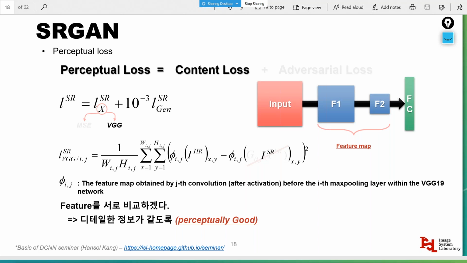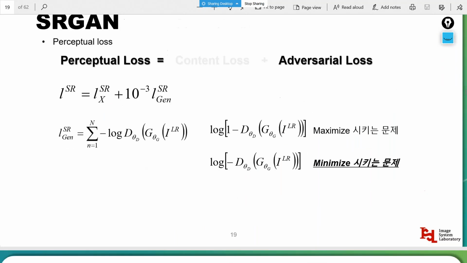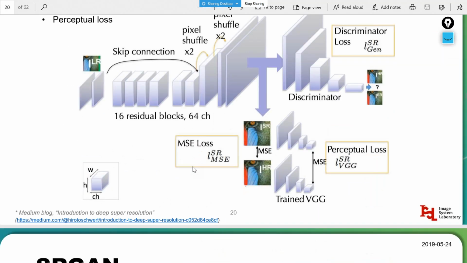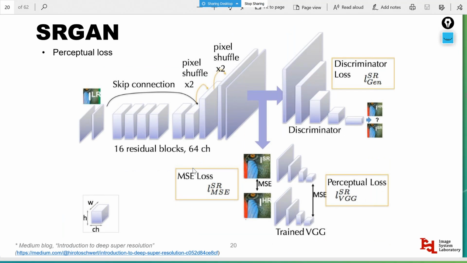Adversarial loss is the normal loss, what we discussed as the GAN loss. Perceptual loss is the content loss plus adversarial loss. This is the architecture we'll be using: a trained VGG network, VGG 19. From the output of the VGG network for both, you find the perceptual loss, and from the normal generator and discriminator, you find the GAN loss.